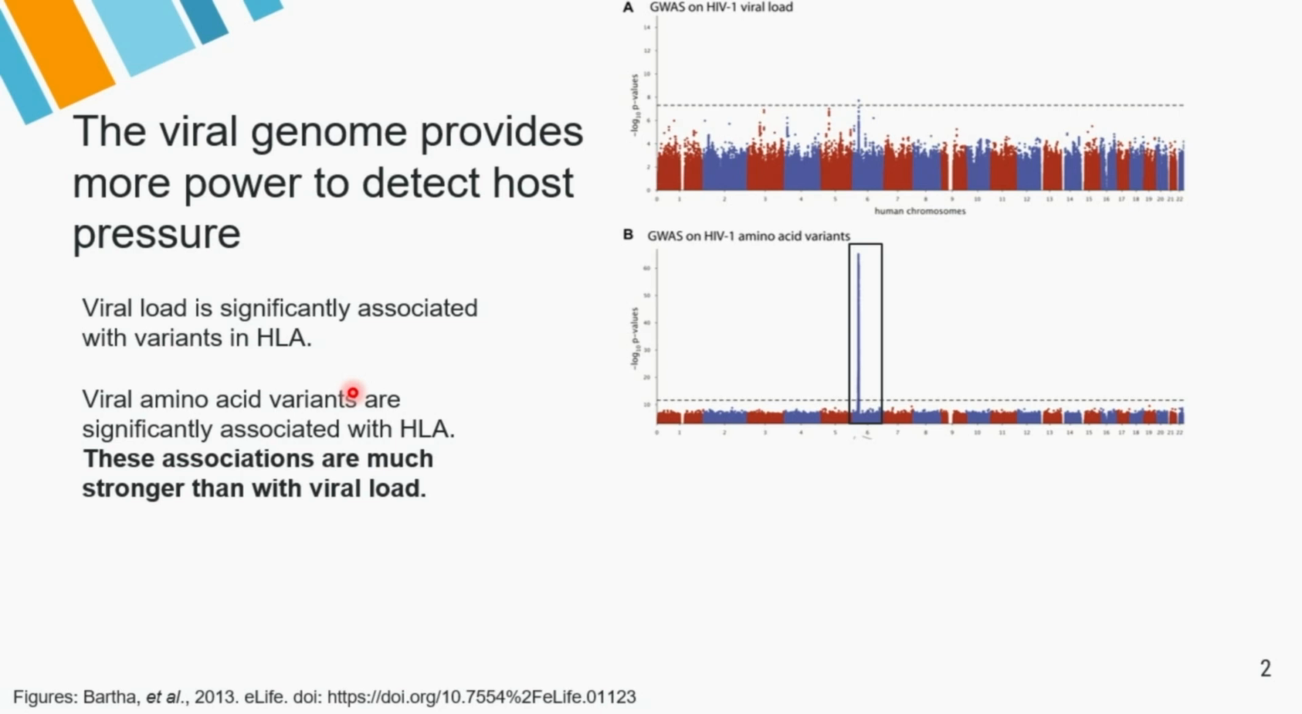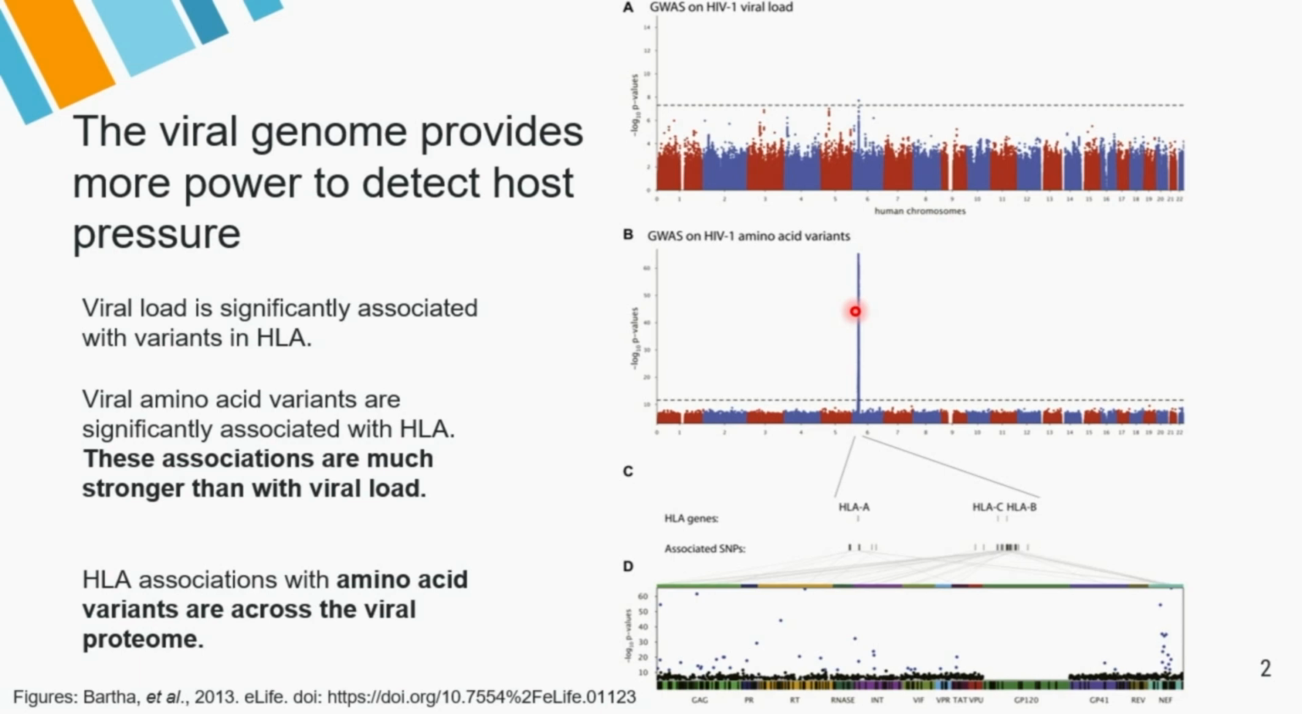What they also found was that there were viral amino acid variants that were significantly associated with alleles in the HLA region. But what's important about these associations is that the magnitude was much greater than with set point viral load. And so you can see the comparison of those 2 associations between panels A and B here, with the amino acid variants being much stronger. And when they looked at the spread of these amino acid variants across the HIV proteome, they found that the associations were completely across the HIV proteome. And so essentially, Barth et al. showed that the HIV genome or proteome provides more power to assess the host impact on HIV evolution.